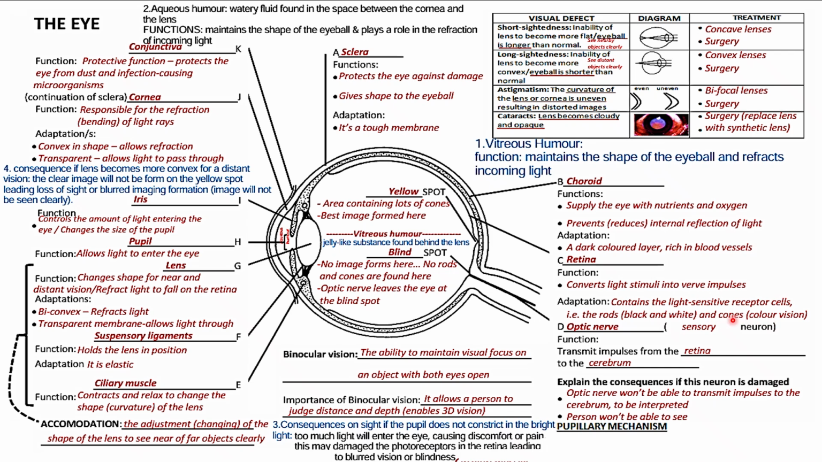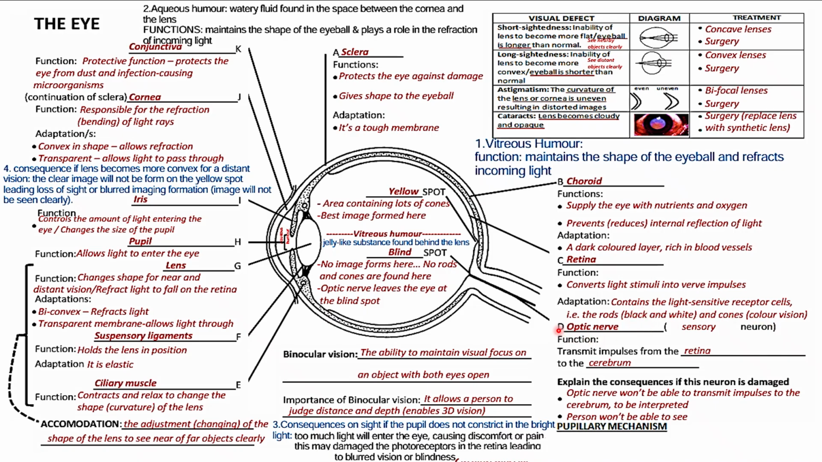In other words, the cones allow us to see during the day, and the rods allow us to see during the night. If you have more cones than rods, that means you'll be more active during the day than during the night. If you have more rods than cones, that means that person will be able to see more clearly at night than during the day.